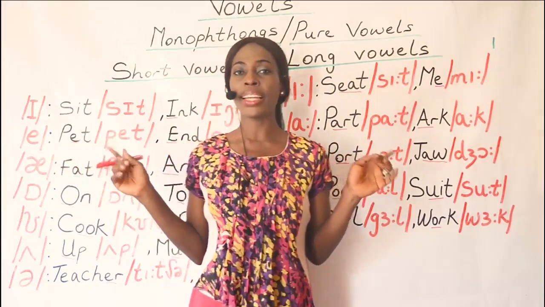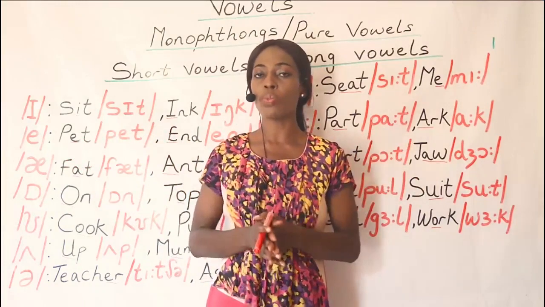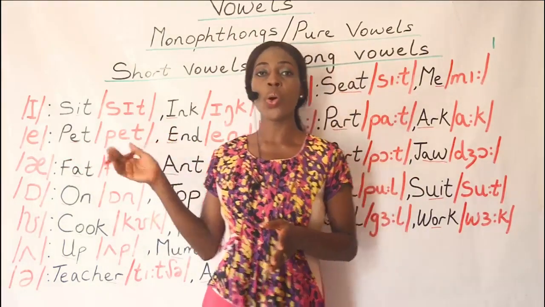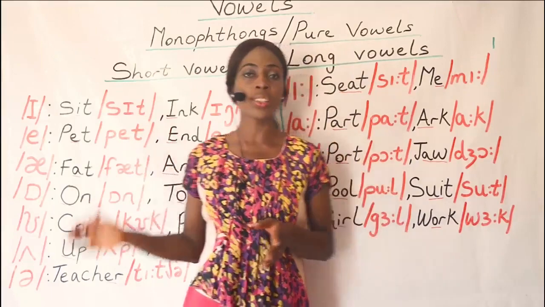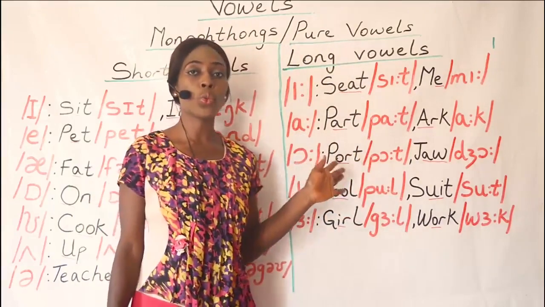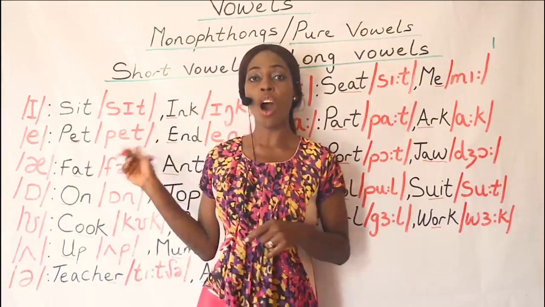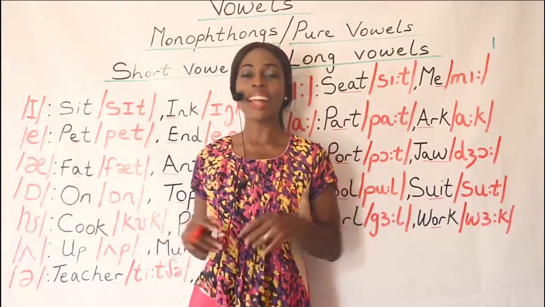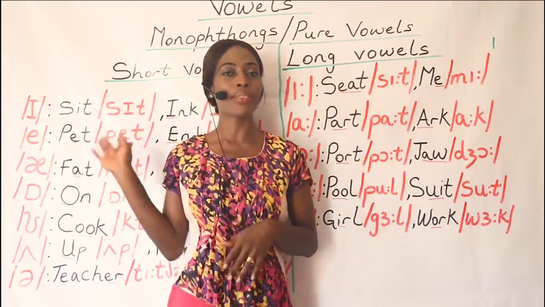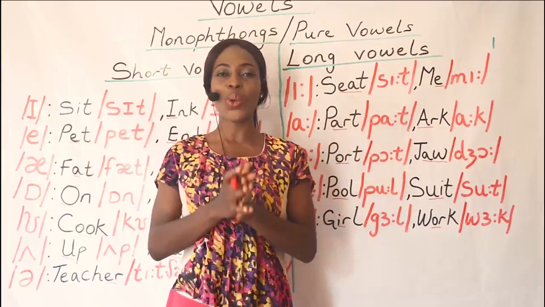Monophthongs are divided into two. We have 12 monophthongs, and they are divided into two. We have the short monophthongs and we have the long monophthongs. The short monophthongs are 7 and the long monophthongs are 5. So 7 plus 5 makes 12.